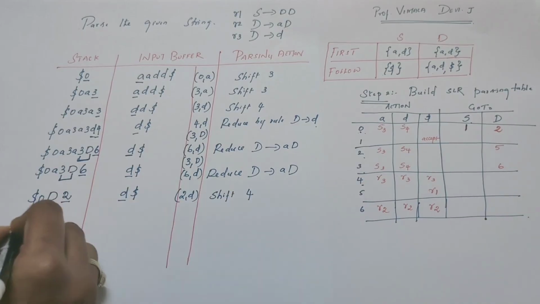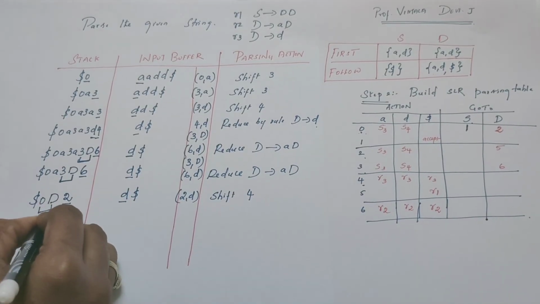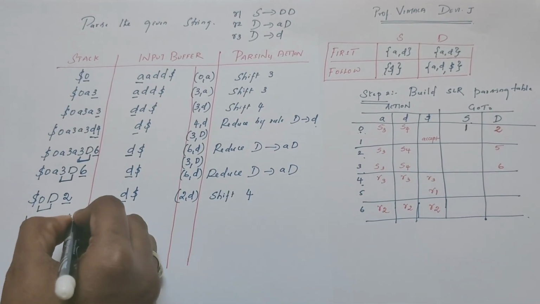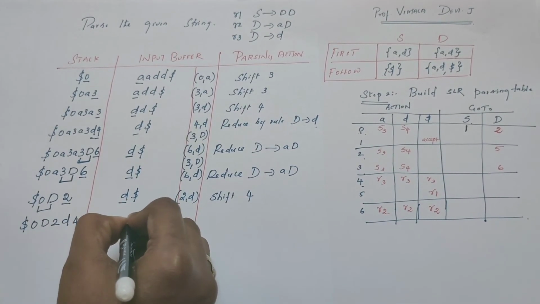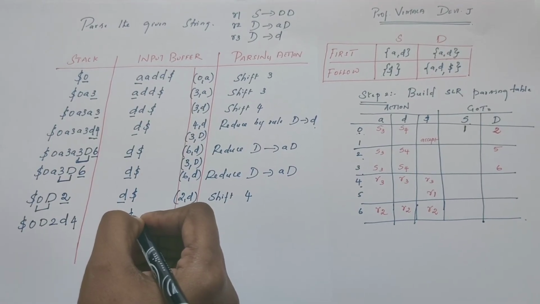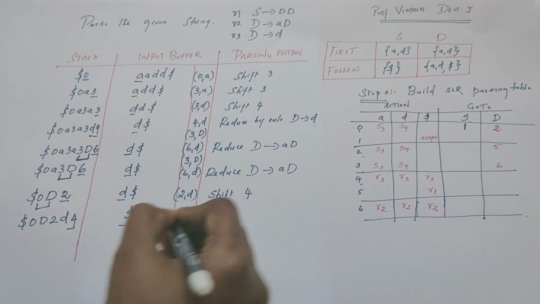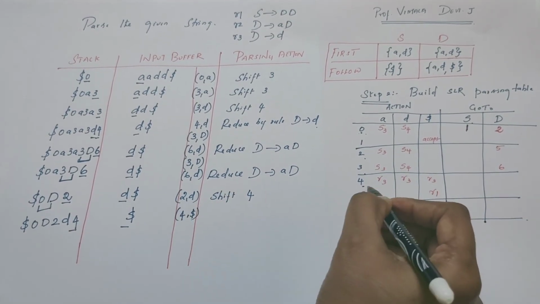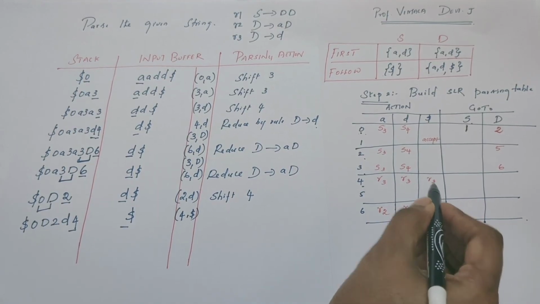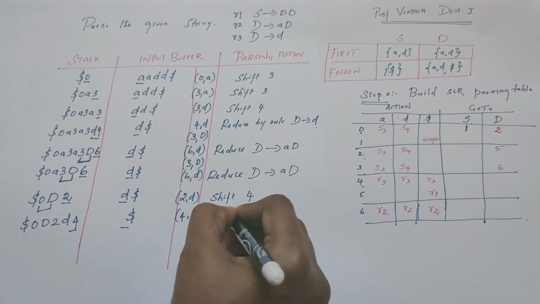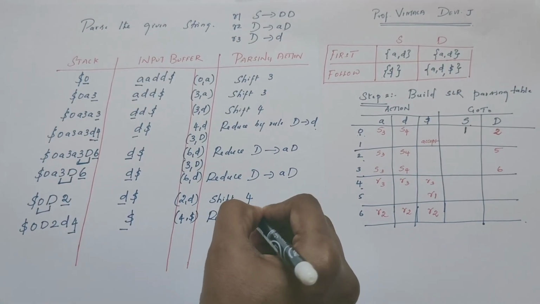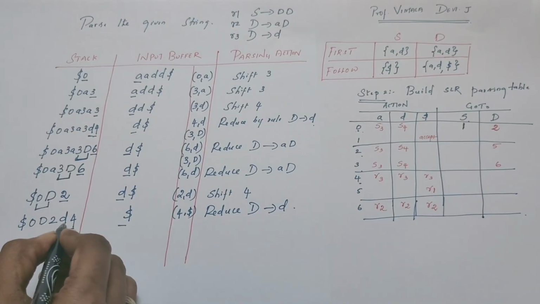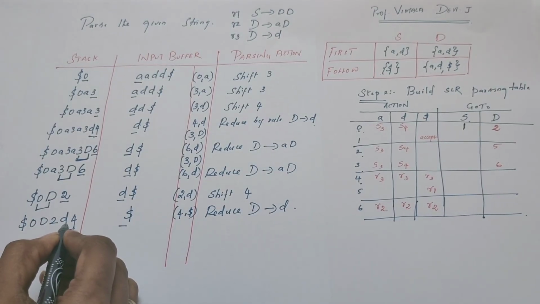So what are we supposed to do here? $0D2, first shift the input symbol along with the state number 4. Now the input buffer contains only the dollar symbol, isn't it? Now check for the combination 4 comma dollar. When I check for 4 comma dollar, what is the value I'm getting? R3. It means reduce by rule 3. The parser is taking a reduce action. What is the rule here? D derives D. So this D must be replaced by capital D, isn't it?